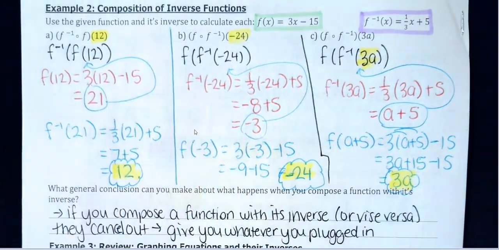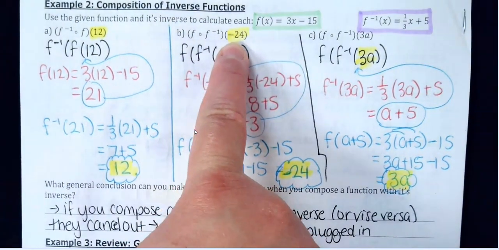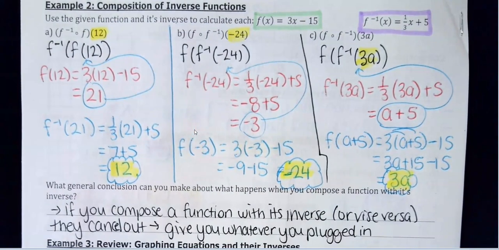I would not have gone through all that work. I was just trying to show you guys it worked. If I saw this problem, I would just write negative 24. If I saw this problem, I would just write 3a. So if you can remember that, then you can just write that down. If you don't, if you go ahead and do the work, it'll still give you the same answer.